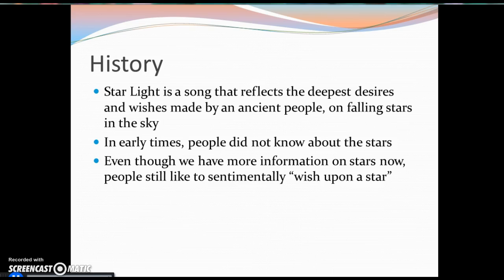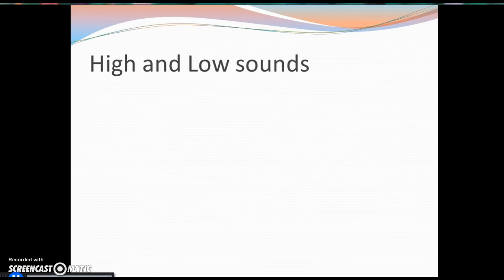So the very basic history of Starlight is that it was a song that reflects the deepest desires and wishes made by an ancient group of people on falling stars in the sky. In these early times, people did not know about the stars, and even though we have more information on stars now and we know that they are some type of light, people still like to sentimentally wish upon a star.